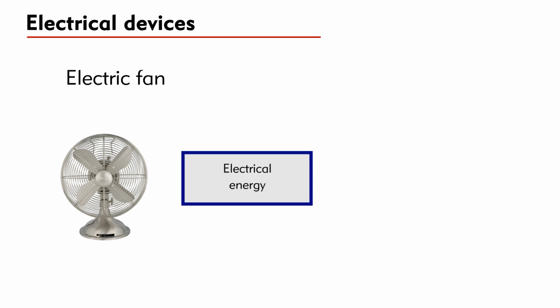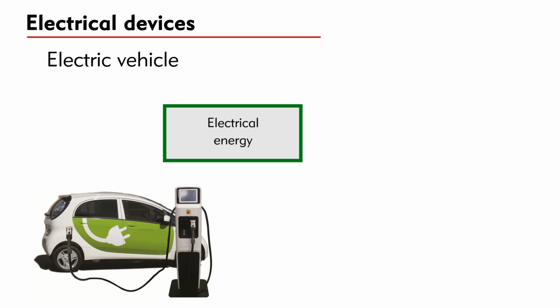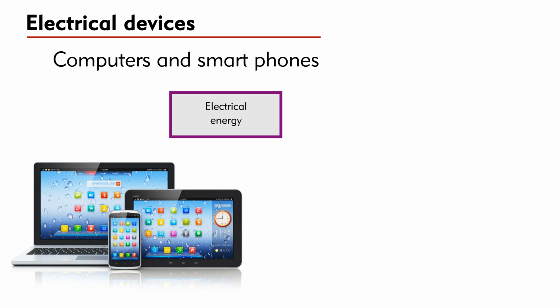All electrical devices convert electrical energy to energy in other forms. For example, an electric fan converts electrical energy into kinetic energy of air. The motor of an electric vehicle converts electrical energy into kinetic energy of the car. Computers and iPhones are also electrical devices. Do you know what energy conversion is taking place inside the CPU of a computer? You may have guessed correctly. Electrical energy is converted into heat inside the CPU of a computer.